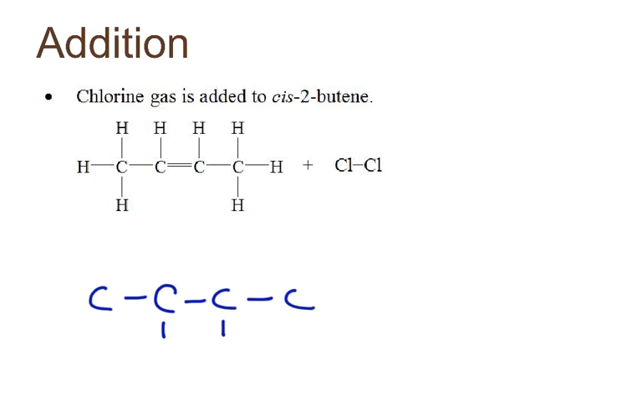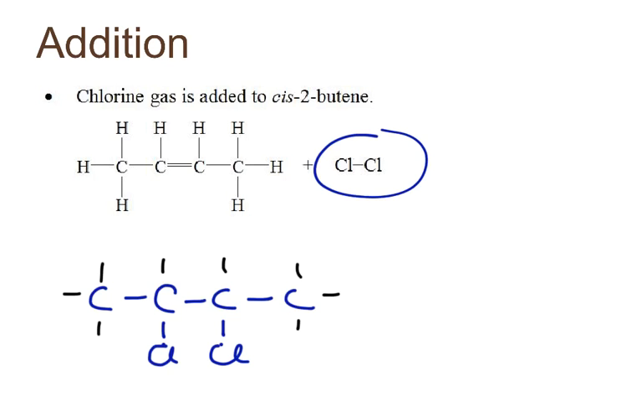So let's go back and see everything. Here we had hydrogens on all these sides here. And now the new part is open right here and here because we broke open that double bond. So we're going to add to that double bond. We're going to add these two chlorines. So we just put a chlorine on this side, chlorine on that side, and that's called an addition reaction.